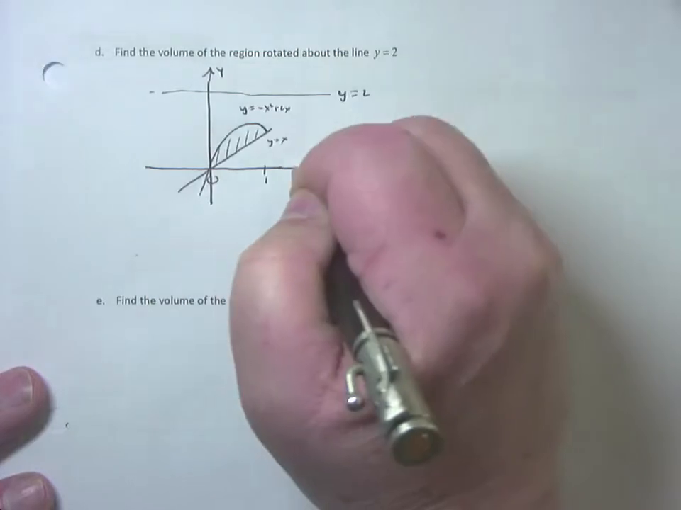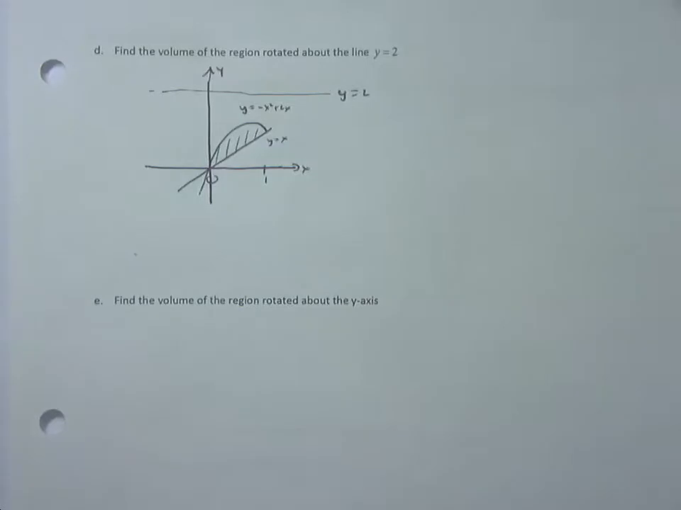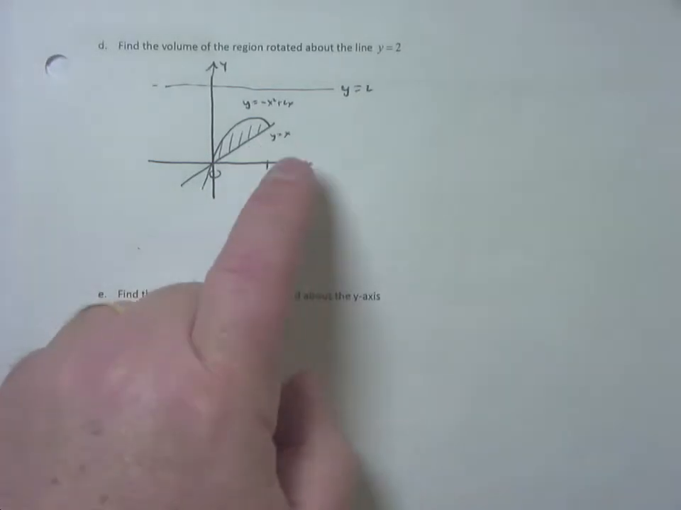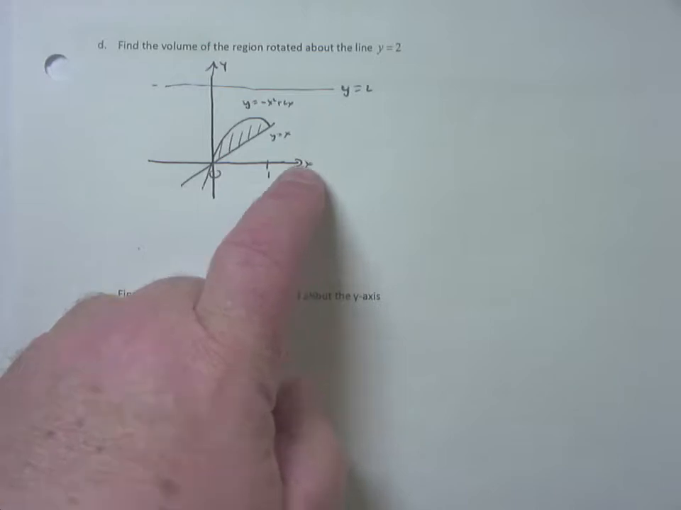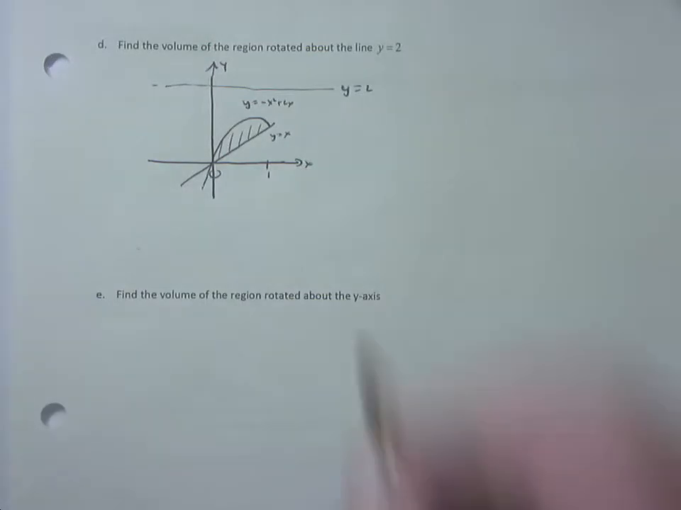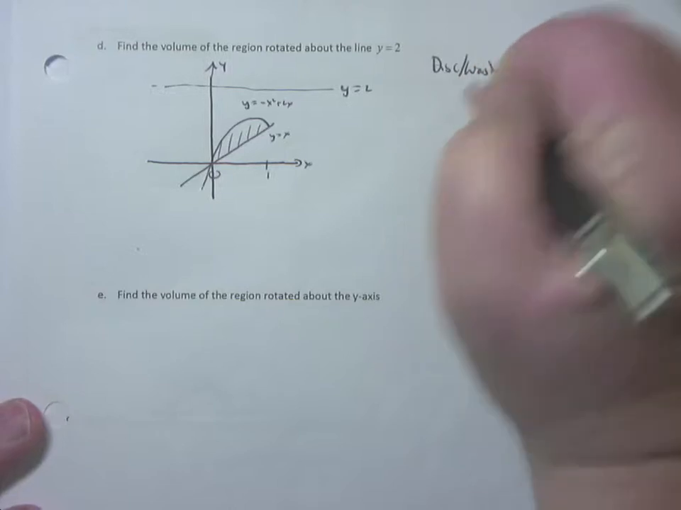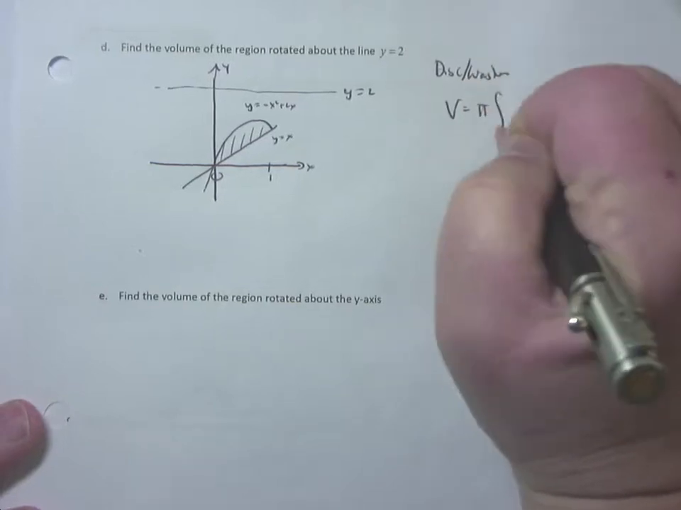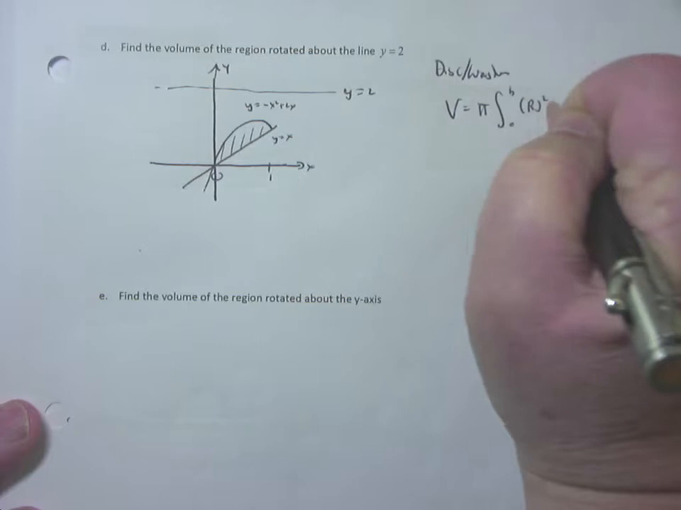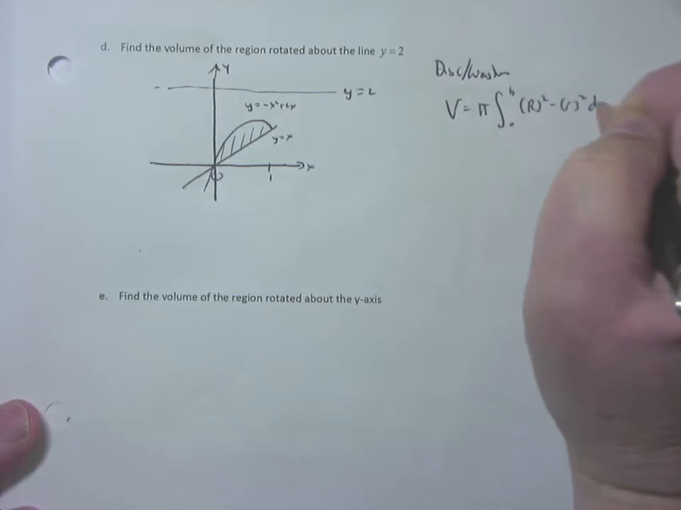Now, the difference between this last problem and this problem is the axis is now above the region. In the last problem, the axis was below the region. But y equals 2 is still parallel to the x-axis. My function is in terms of x, and we're rotating around something parallel to the x-axis. What method? Disc washer. Volume is equal to pi times the integral from a to b of the big radius squared minus the little radius squared, dx.